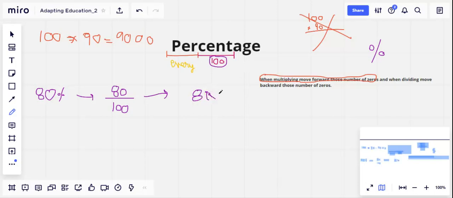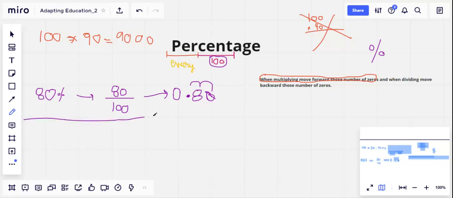So now what we're going to do is take these two zeros from here and move backward that number of places. So 1, 2, and over here comes the decimal point. So the answer will be 0.80, right? So the answer will be 0.80. Now, this is what we did in the last class.